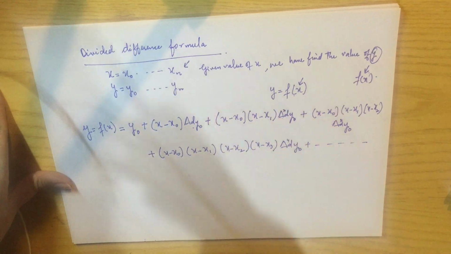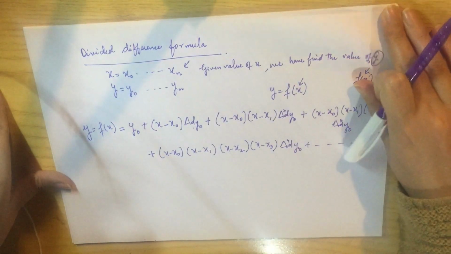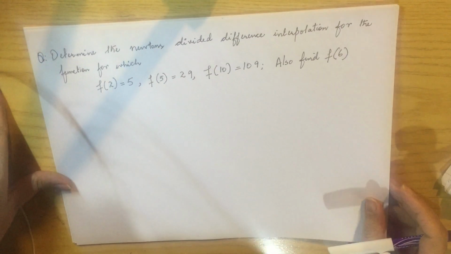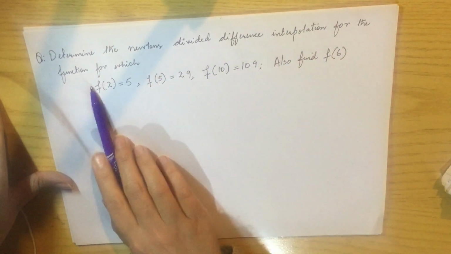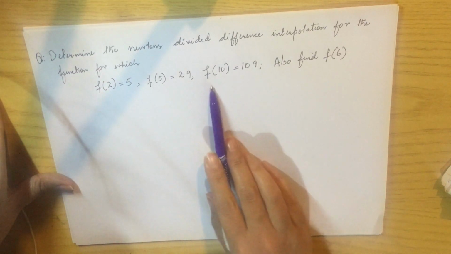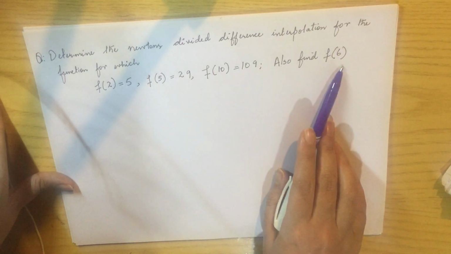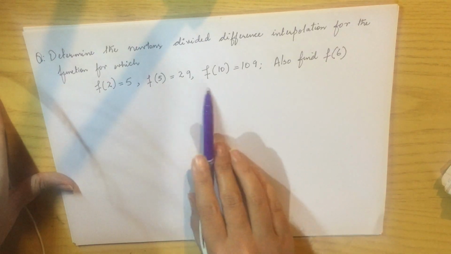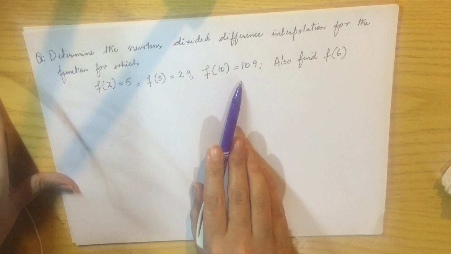Now let's take an example and solve it using Newton's divided difference formula. Suppose we are given the question: determine the Newton's divided difference interpolation for the function for which f of 2 is equal to 5, f of 5 is equal to 29, f of 10 is equal to 109. Also we have to find f of 6. First we have to make the Newton's divided difference table out of these values.